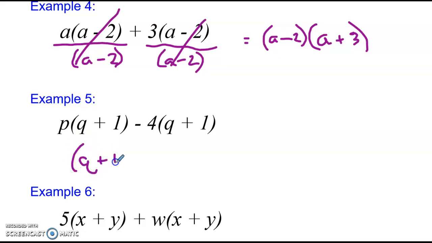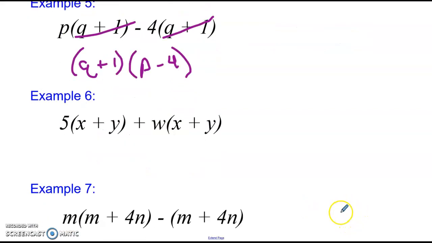Q plus 1. Now that's gone, right? So just ask yourself what remains. What's the other factor here? Well, the remnants of this, so to speak, are p and negative 4. So that's going to be (q plus 1) times (p minus 4). There's your answer there.